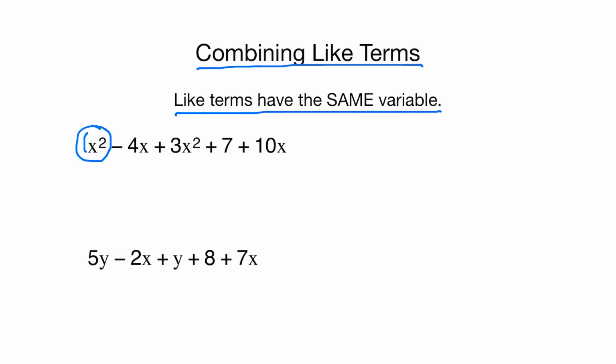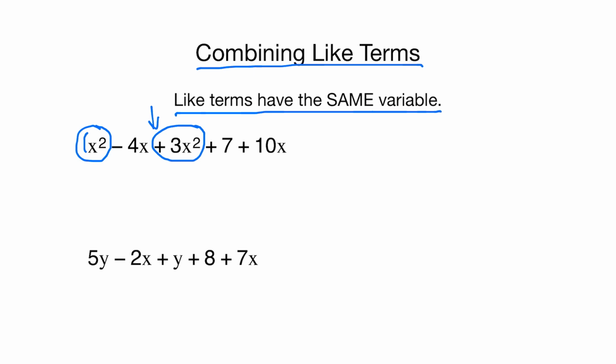Okay, we have another term. It's positive 3x squared. This plus sign goes with the term immediately after. So we have 1x squared plus 3x squared. All right, I look, there's no more x squareds.